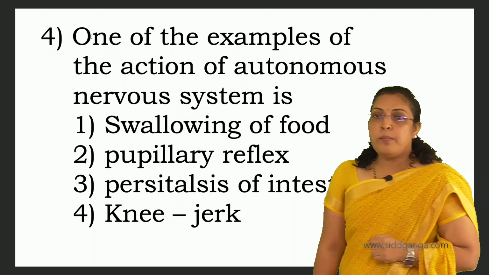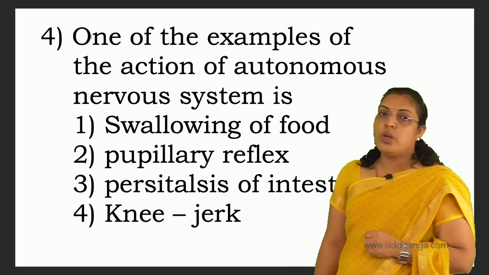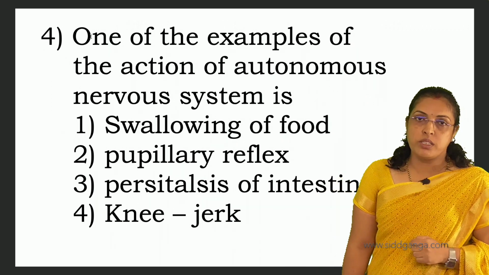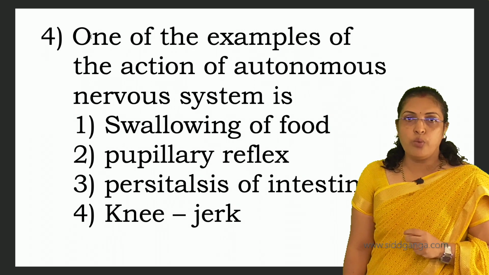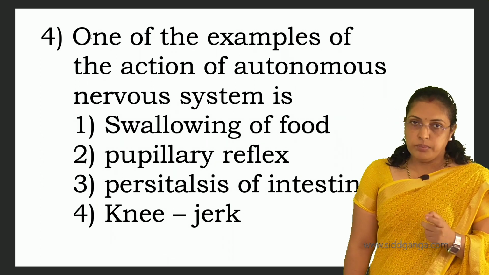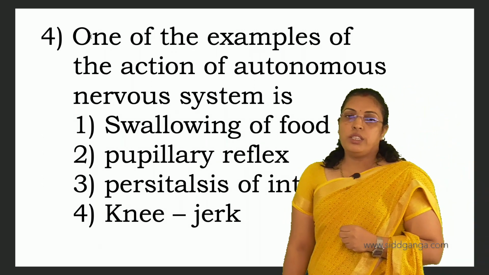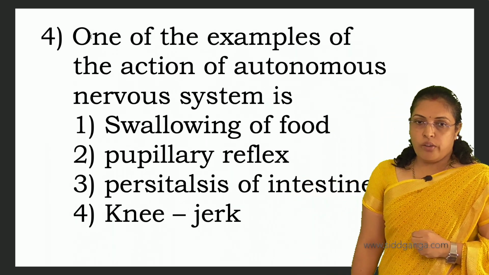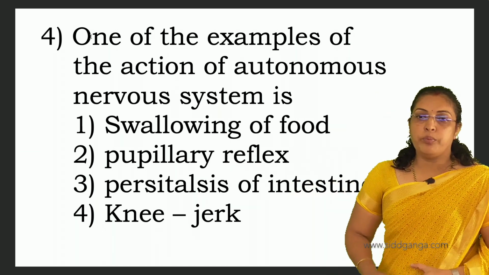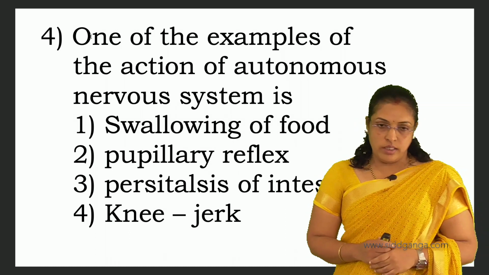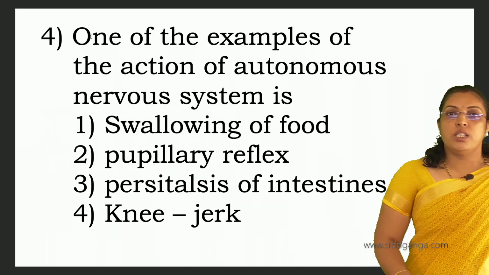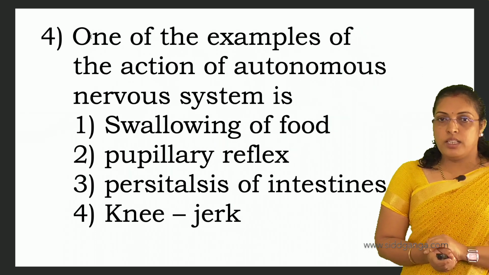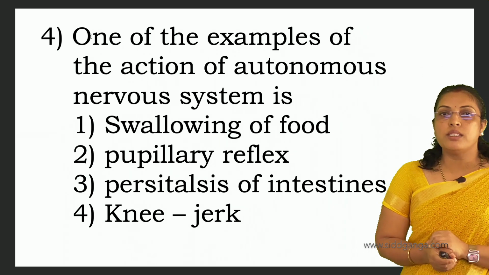One of the examples of the action of the autonomic nervous system. The autonomic nervous system's functions are not under our control; it regulates involuntary functions. Here the options are swallowing of food, pupillary reflex, peristalsis of intestine, knee jerk. So third is the option. Peristalsis of intestine is controlled by the autonomic nervous system.